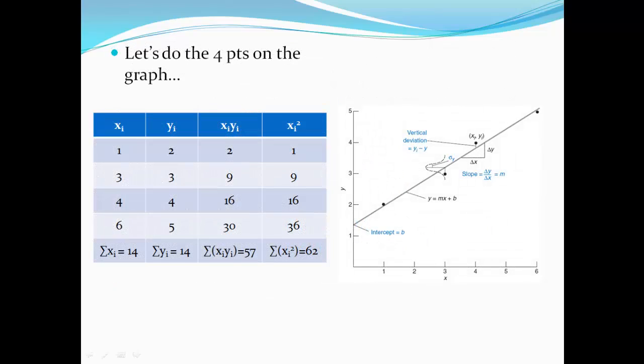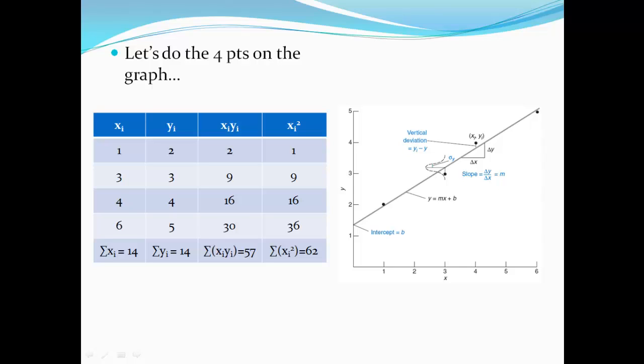So let's go ahead and make a table with the 4 points that we have on the graph. All we're doing here is getting all the x's, all the y's, then multiplying both numbers and squaring all of the x's, because we're going to use those in the equation that I just showed you. If you notice, the first x is 1, the second x is 3, the third is 4, and the fourth is 6. That's all we're doing, and we're taking the sum of it. You see that 6 plus 4 plus 3 plus 1 is 14.